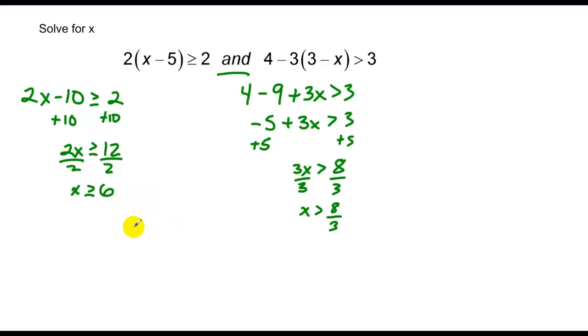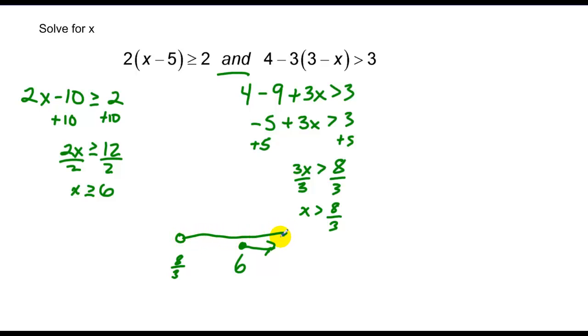So again, let's take a look at what we have. I have a 6, like so. And I'm going to fill that in because it's equal to, and go greater than, so we go to the right. And I have an 8/3, which is less than 6. So I'll put that over here. That's an open circle, and this also goes to the right.